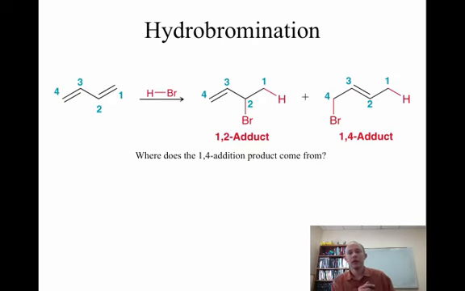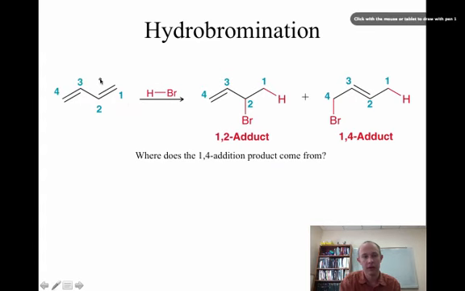Okay, so the last thing we're going to talk about in this video is reactions that conjugated double bonds undergo that are a little bit different than isolated double bonds. So we know that if you have a double bond, it can undergo hydrobromination, where the hydrogen goes to the less substituted carbon and the bromine goes to the more substituted carbon. What's strange about this particular reaction now is that we can also get this product.